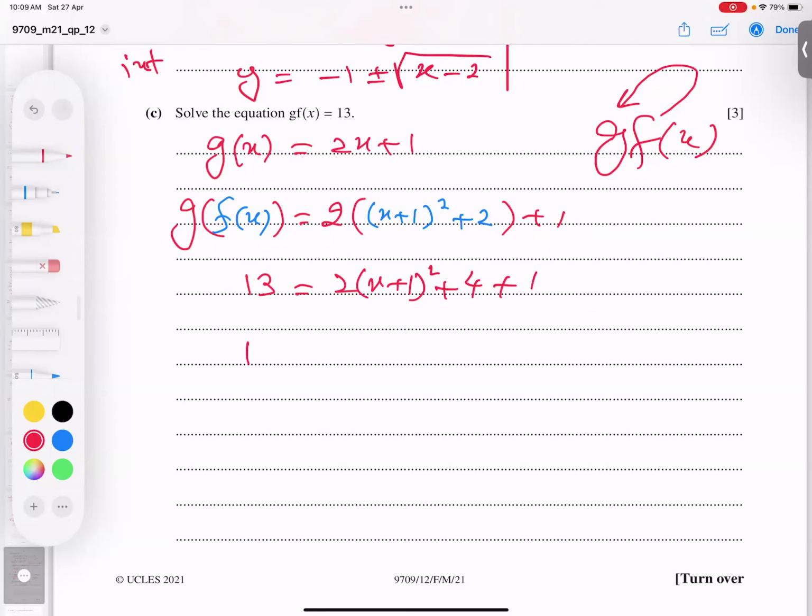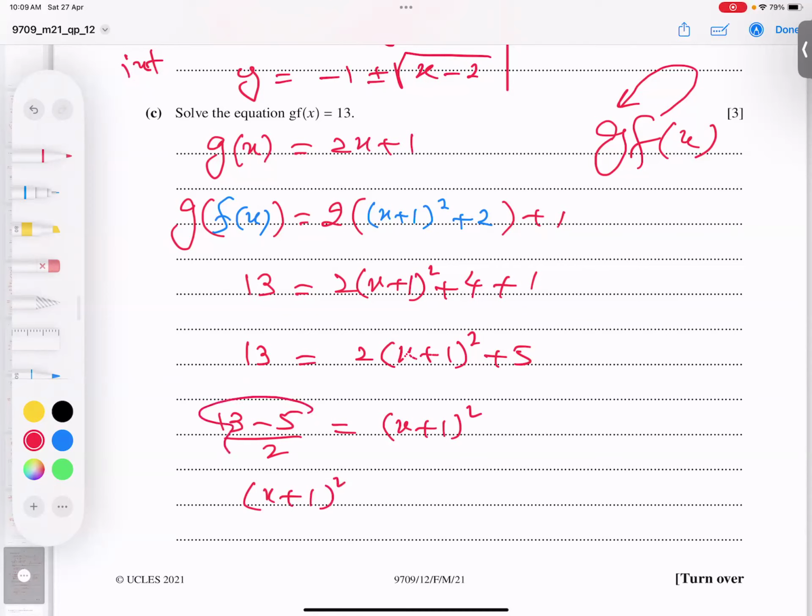Okay, I think this is clear. 2x plus 1. Some students try to expand; this becomes 5, and 5 will go there. I get 13 minus 5, and this 2 will divide after subtracting. And I got x plus 1 is equal to what, students? So this is 8 by 2, which is 4.